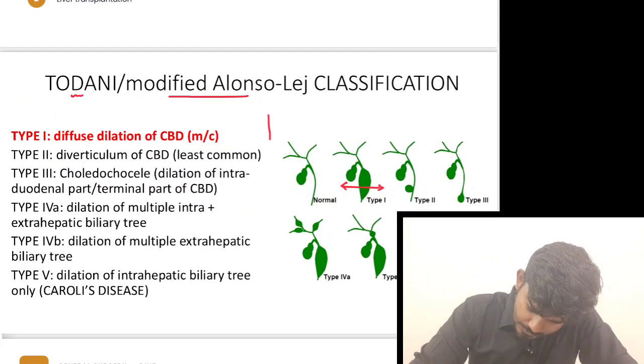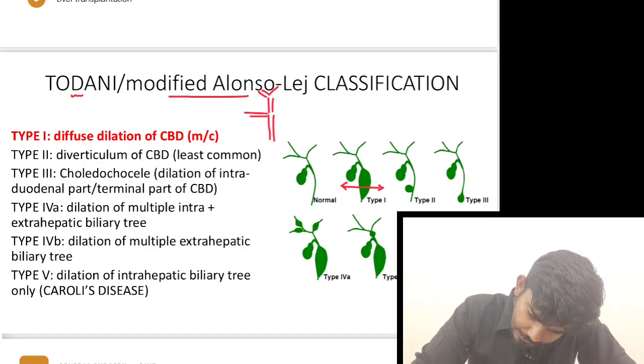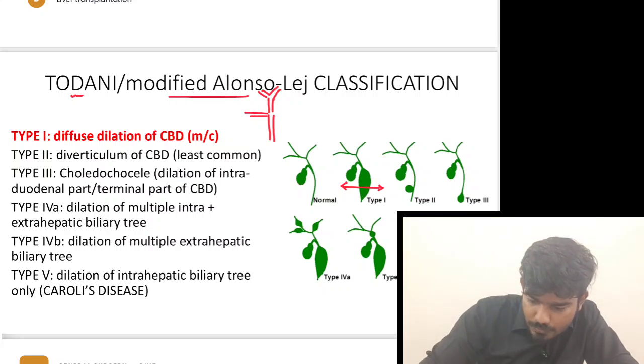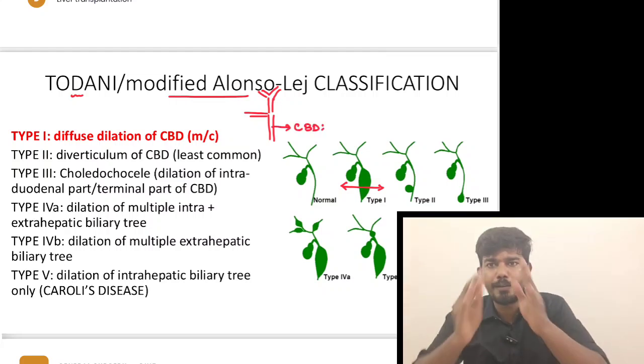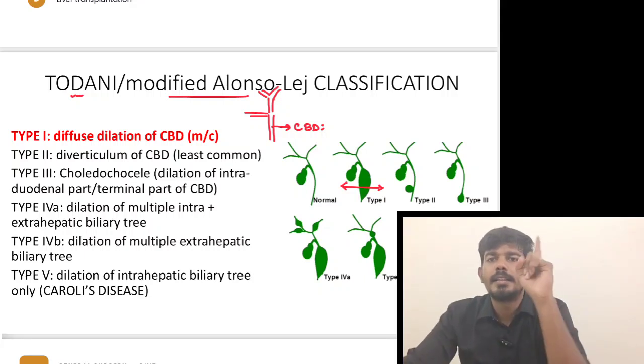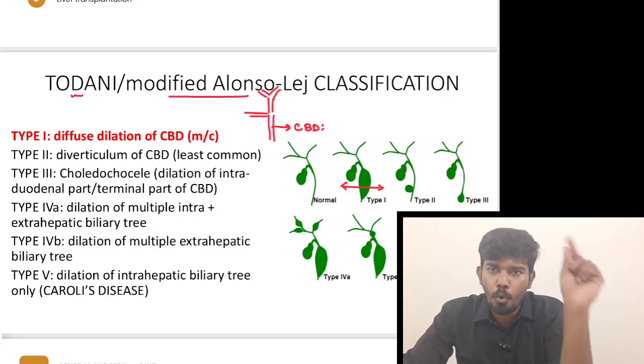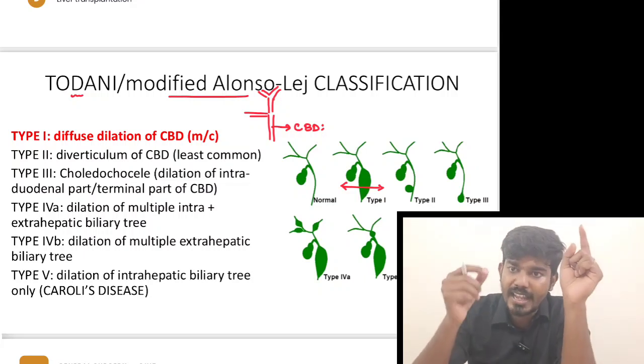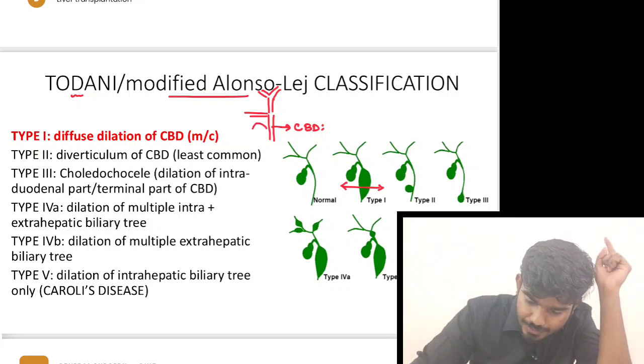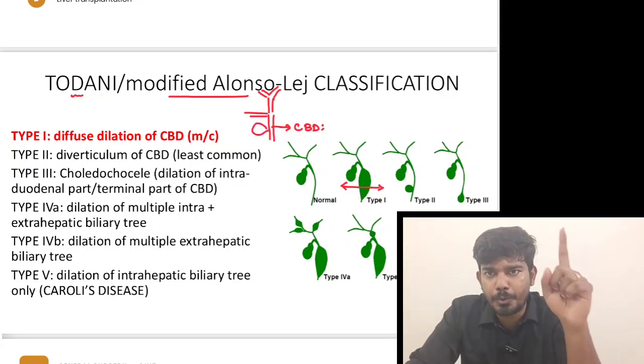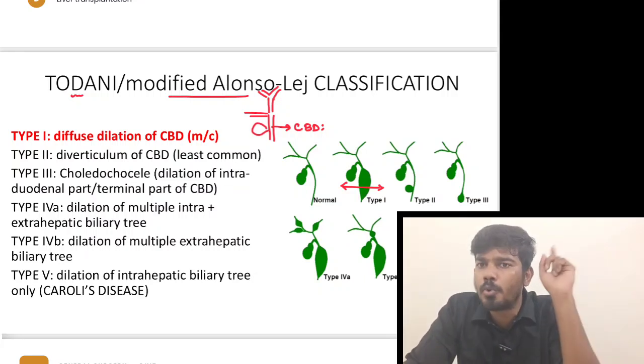Okay, so this is the common bile duct. Here it is the cystic duct. This is the common hepatic duct. This is the right and left hepatic duct. So this common bile duct, if it is diffusely dilated, then it is type 1. That is the most common type. If there is a diverticulum, that is type 2. It is the least common type of choledochal cyst.